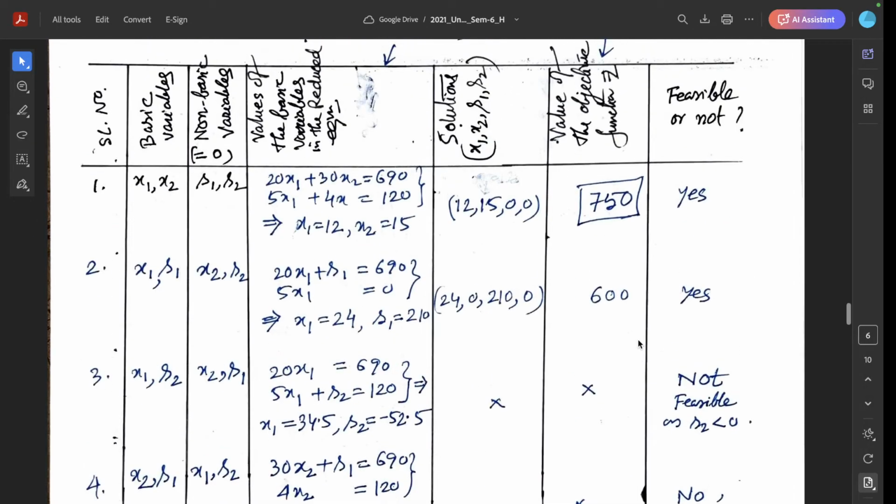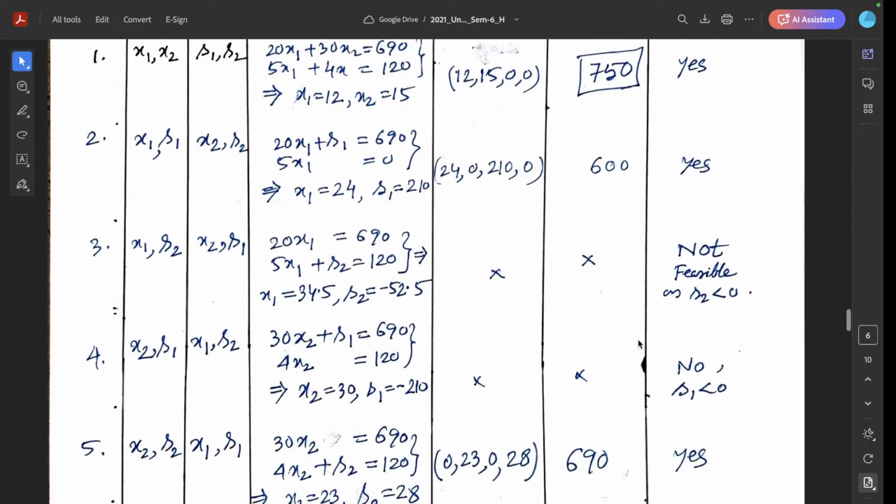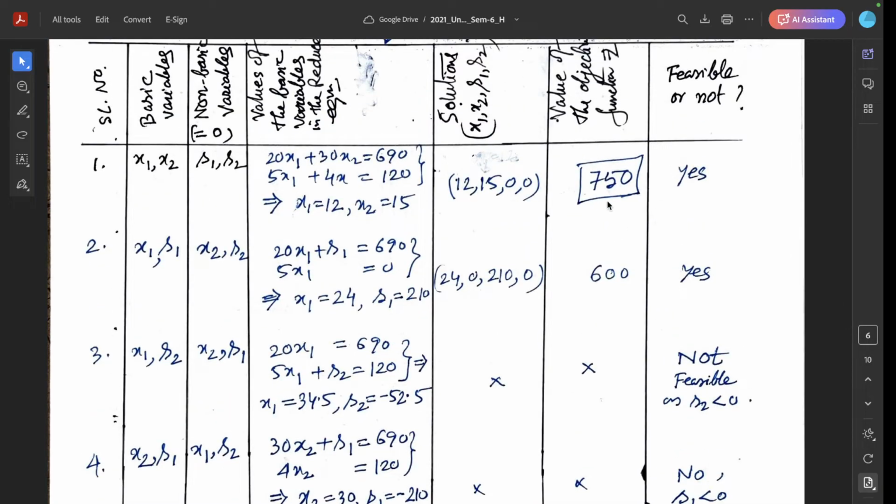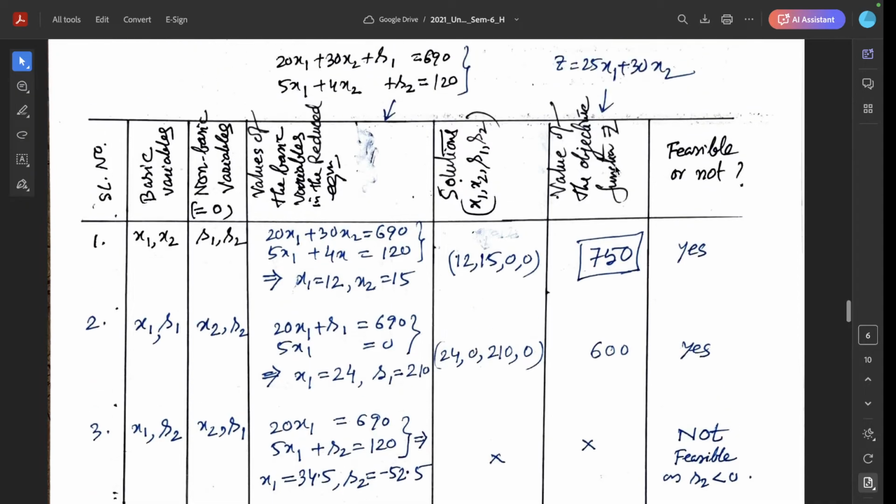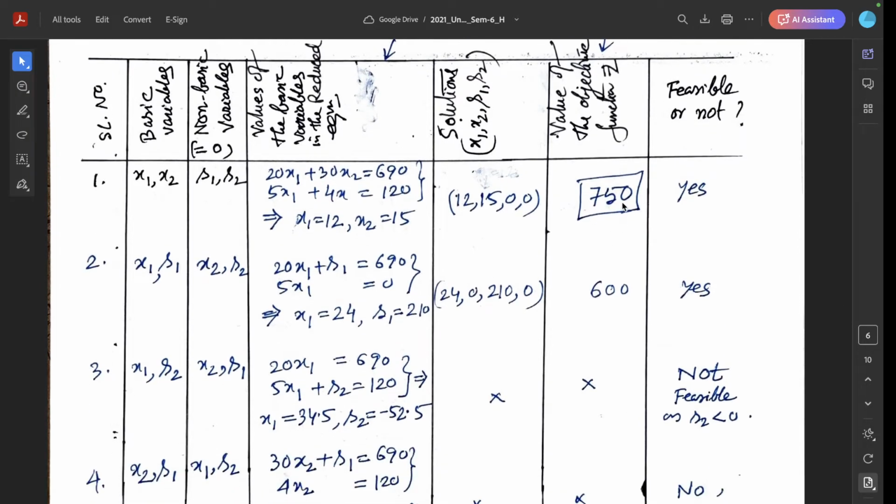So from this column, we see that the maximum value of the objective function is 750. So this is the maximization problem, and this is the maximum value of z. So the correct optimal solution is x1 equal to 12, x2 equal to 15.